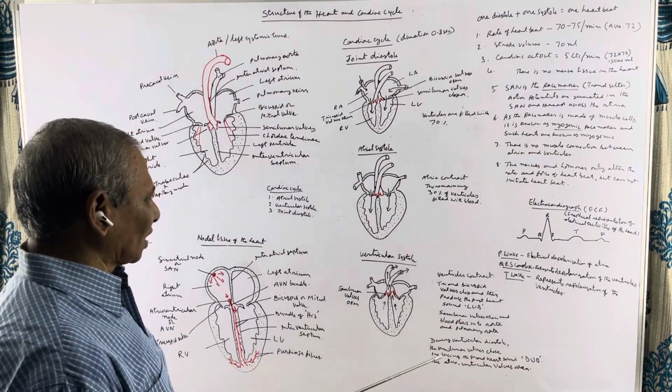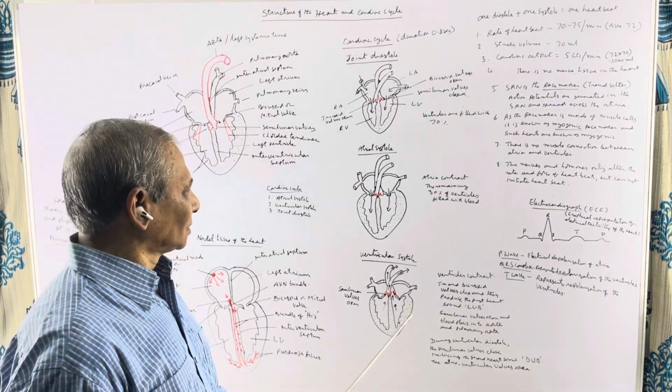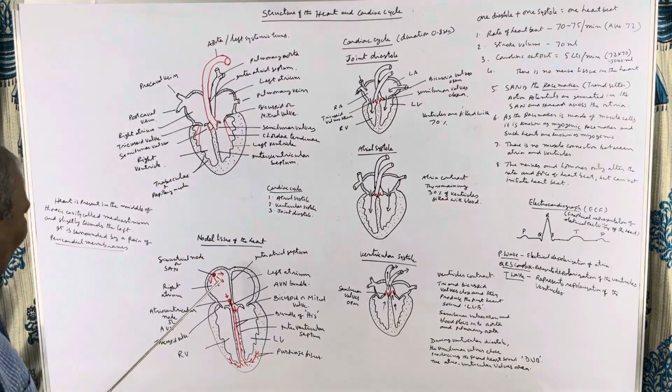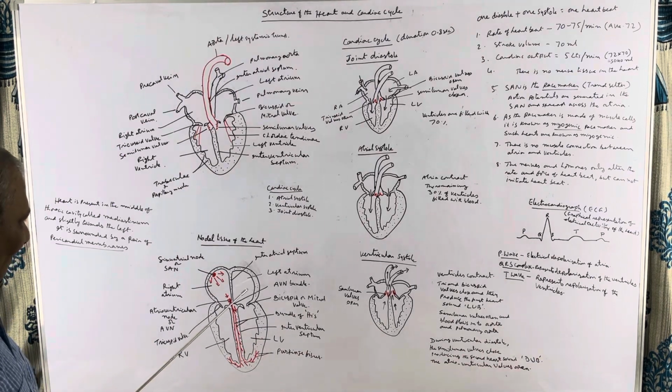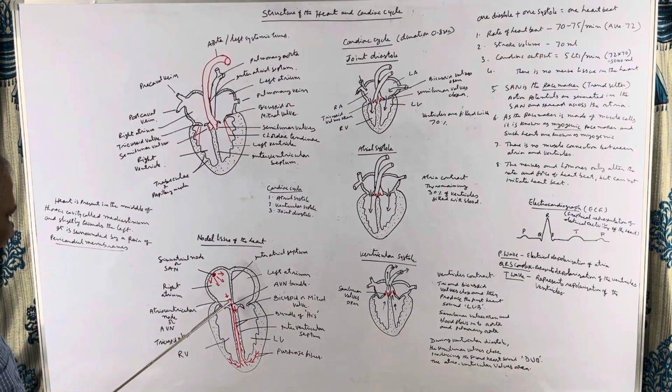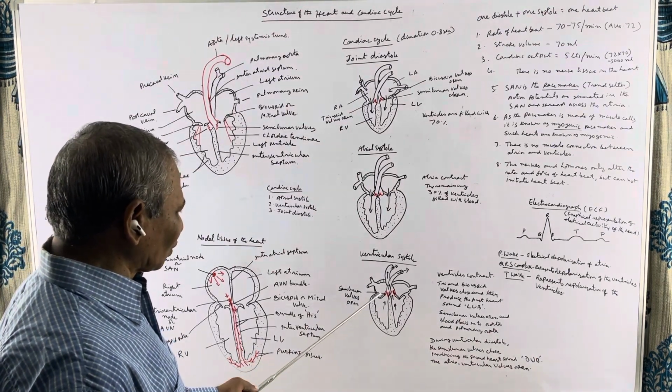Then comes the ventricular systole. Now the ventricles contract. Remember, as the action potentials generated in the sinoatrial node spread across the atria, the atria contract. Then, as the action potentials enter the ventricles through AV node, the ventricles contract. So soon after the contraction of the atria, the ventricles contract.